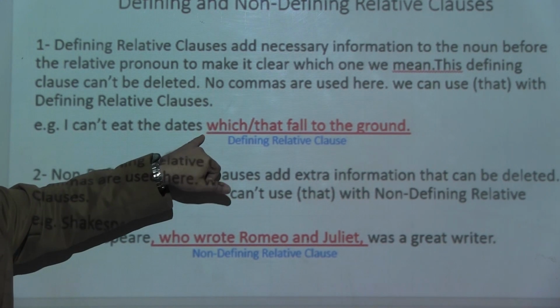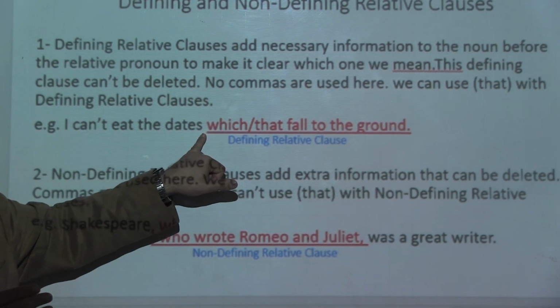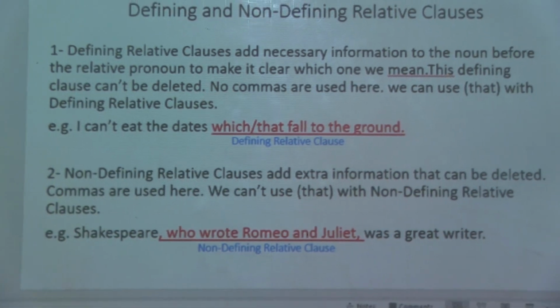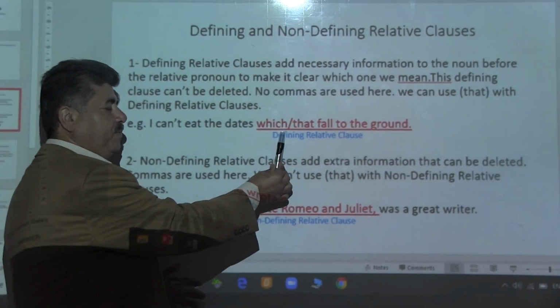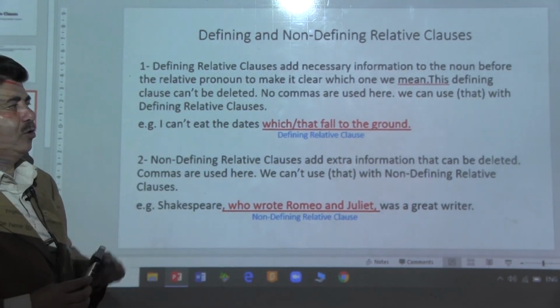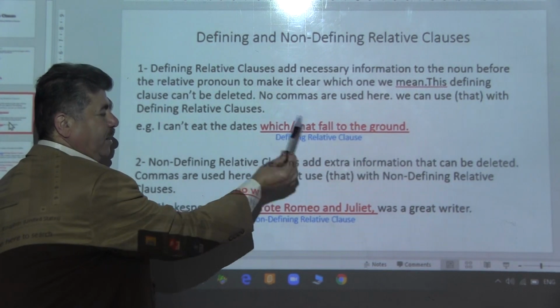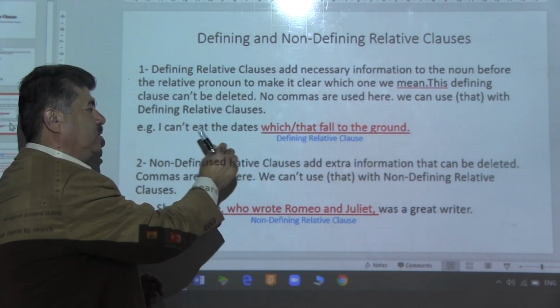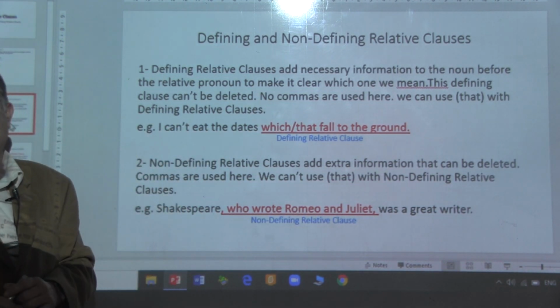So we can't put commas here. We can't separate this defining clause from the noun before it. So we need this information. It gives important or necessary information to the noun. This is called a defining relative clause, because if we delete it, if we cancel this clause, the meaning becomes unclear.